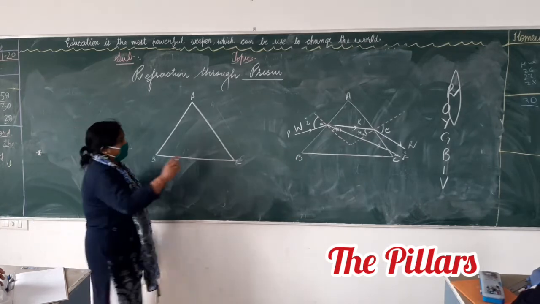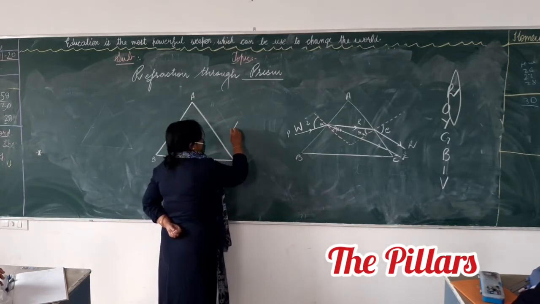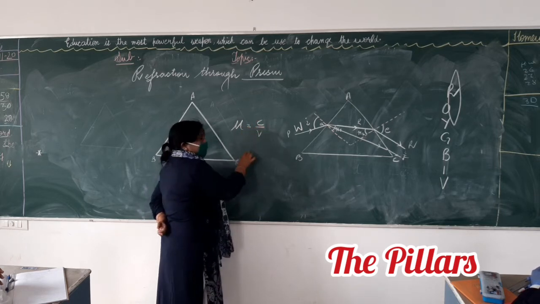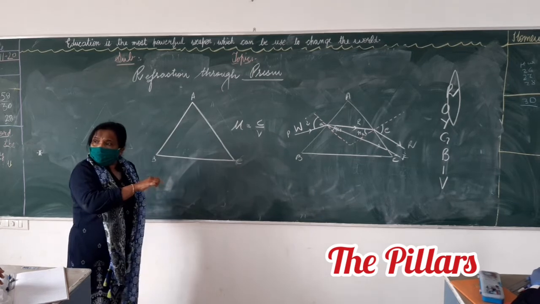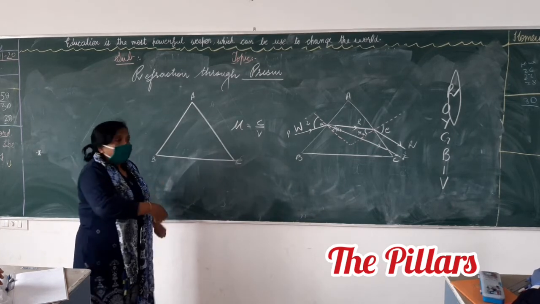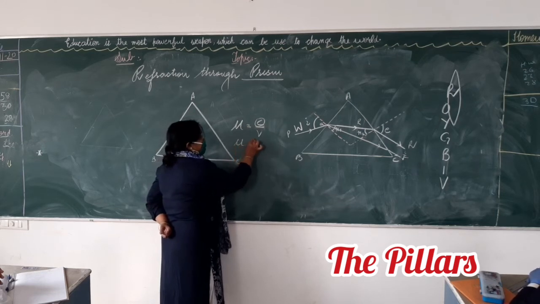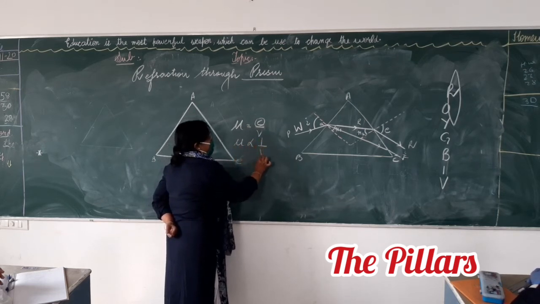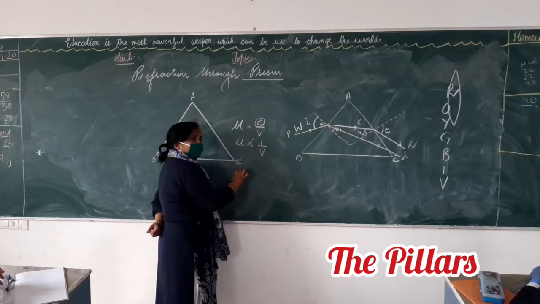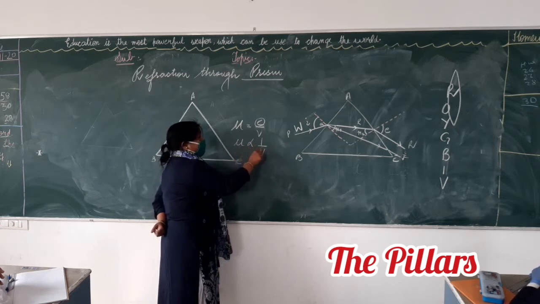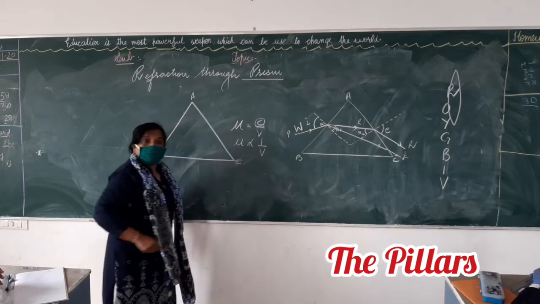You know mu. What does this mu stand for? Refractive index. I am talking about absolute refractive index, C upon V. C is constant, 3 into 10 to the power 8. That means your mu is inversely proportional to speed. Proportionality sign and 1 by V. When you write 1 by V, it means it is inversely proportional.